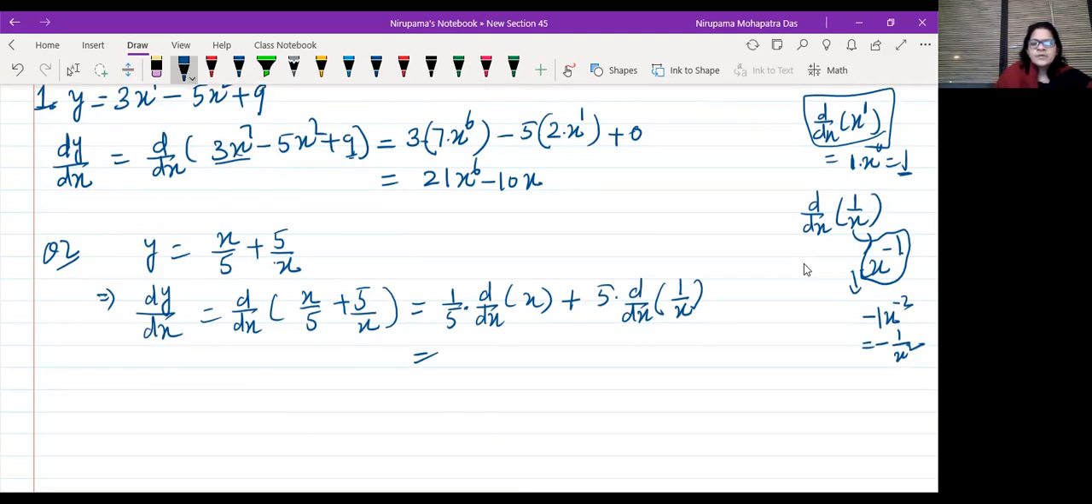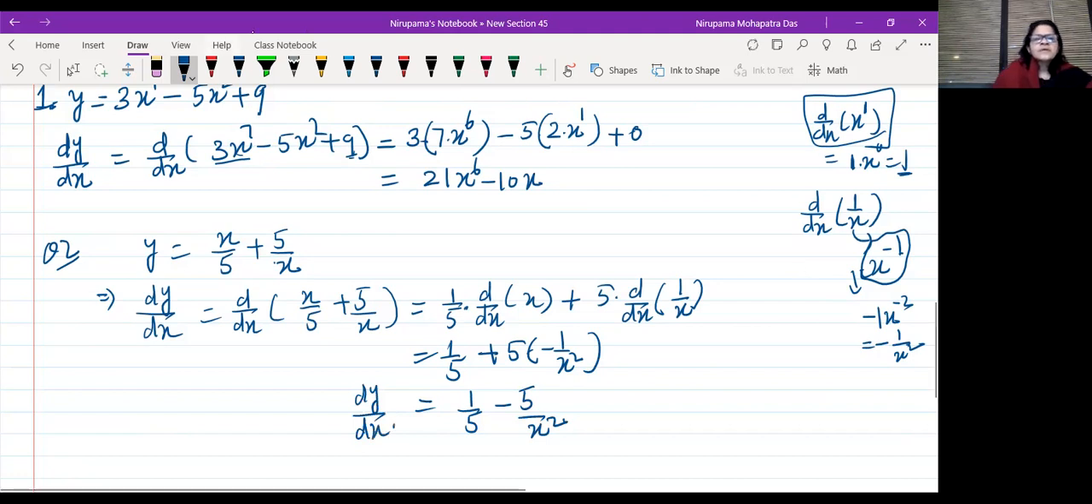So it is 1 by 5 into d by dx of x, which is 1, plus 5 into d by dx of 1 by x, which is minus 1 by x square. Or you may write 1 by 5 minus 5 by x square. This is your dy by dx.